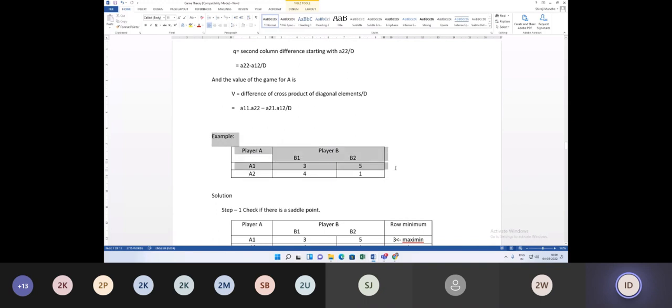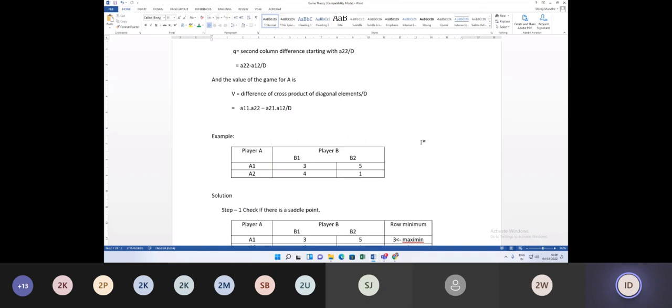Yes. Yes, sir. This is the example. Say player A, player B. Player A has two different strategies, A1 and A2, and player B has two different strategies, B1 and B2.